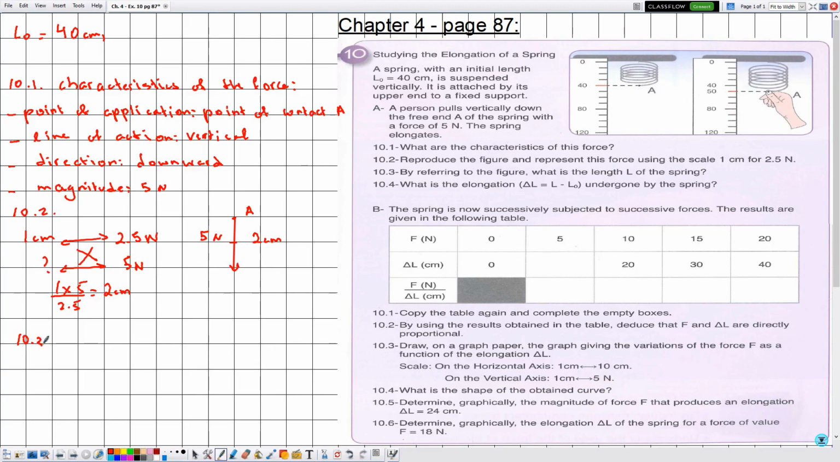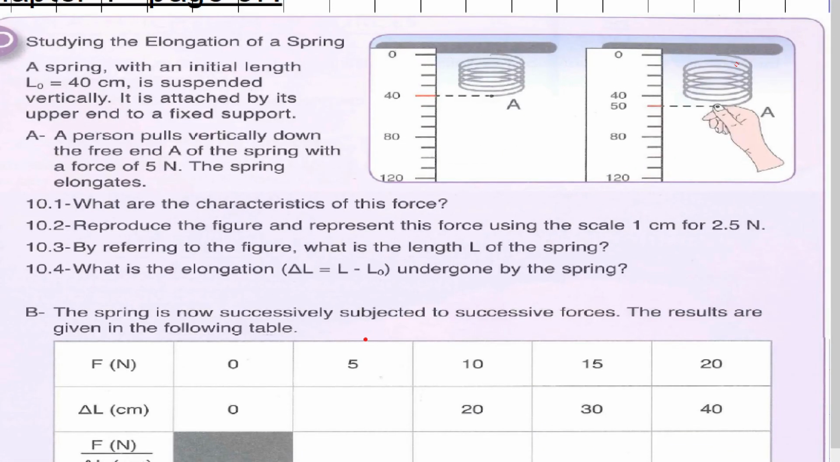Now in 10.3 they are telling me, by referring to the figure, what is the length L of the spring. And here we must be very careful. They are asking me about the length L of the spring. Here one could answer that the length of the spring is 40 centimeters, but notice that the 40 centimeters is named the initial length, so they are not asking me about this length.